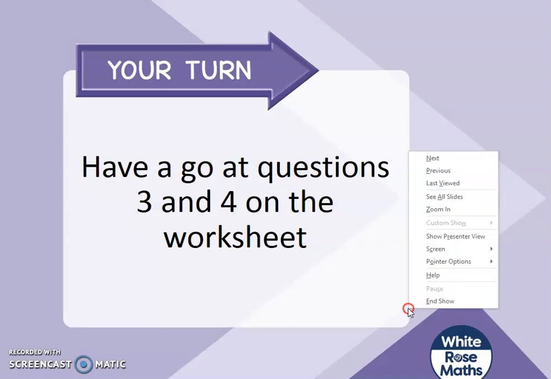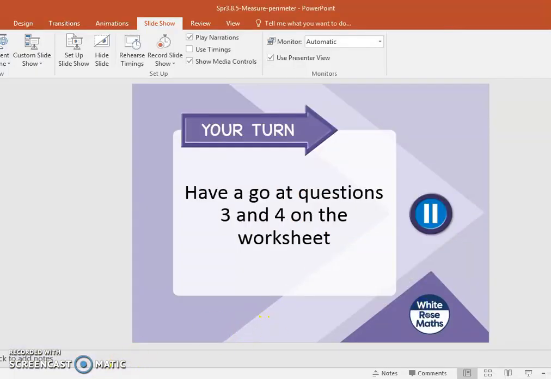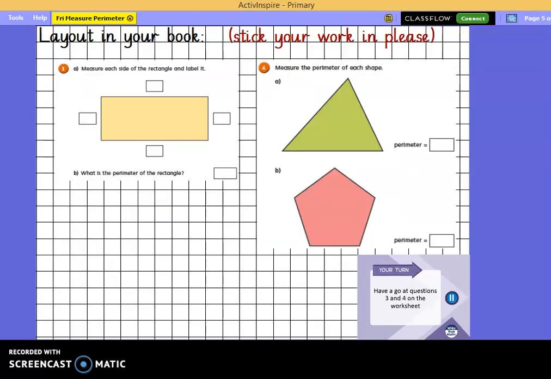I'd like you to pause here and have a go at questions 3 and 4 on the worksheet now. And it looks like this. Measure each side of the rectangle and label it. So you're going to use your ruler just like we did a minute ago. And when you've found the answer for each side, you're going to write it in the box. Remember, opposite sides are equal to each other.